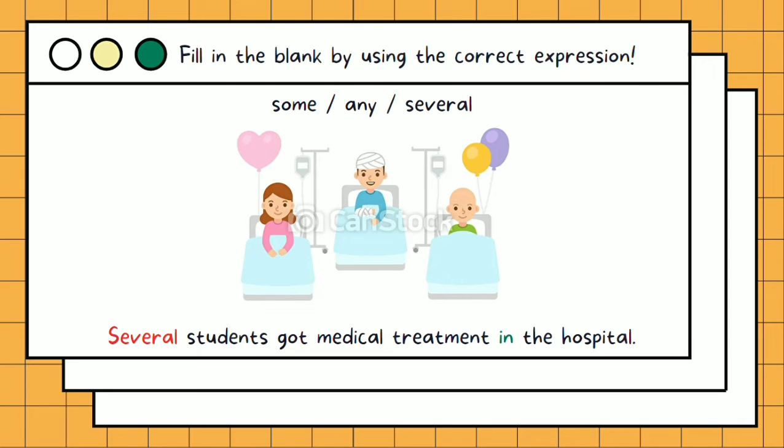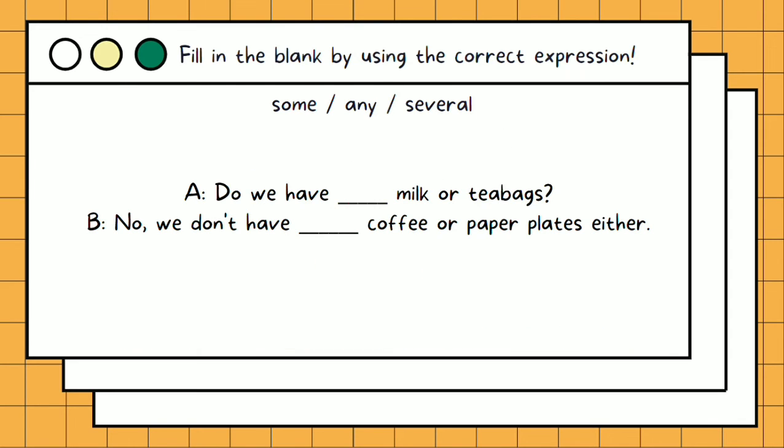Okay, and what about the next one? Do we have blah blah blah milk or tea bags? No, we don't have blah blah blah coffee or paper plates either. Can you guess the answer?